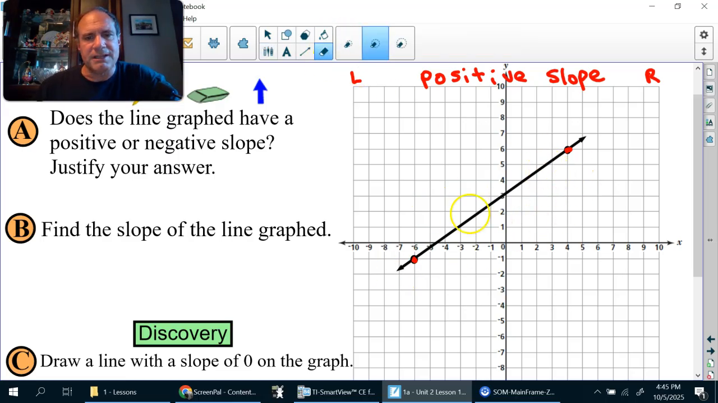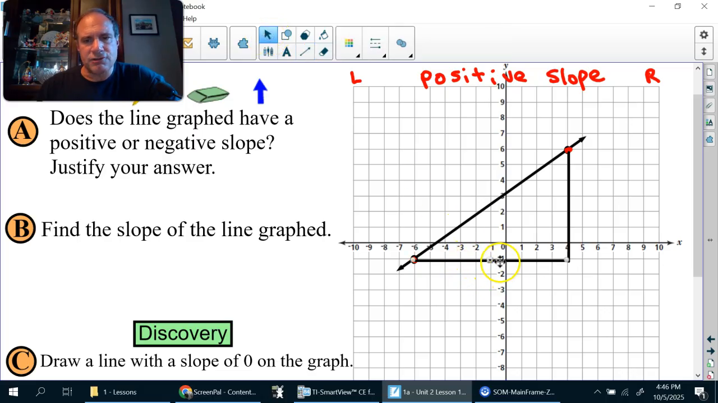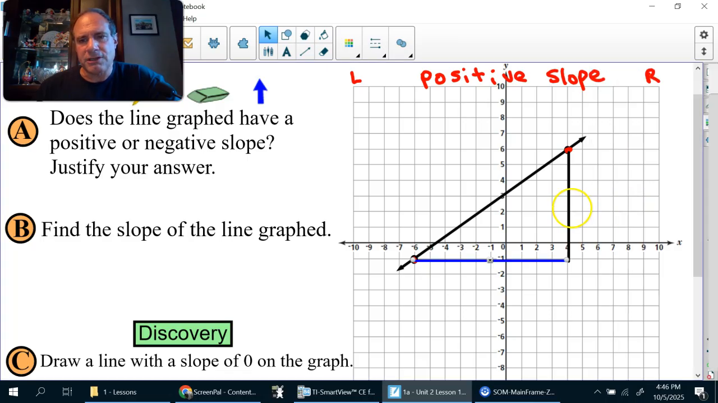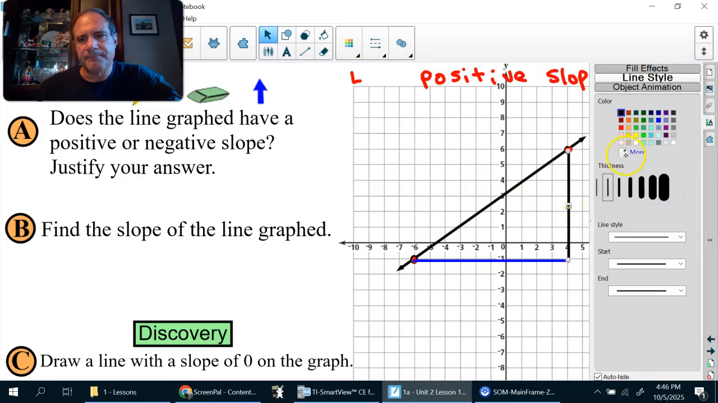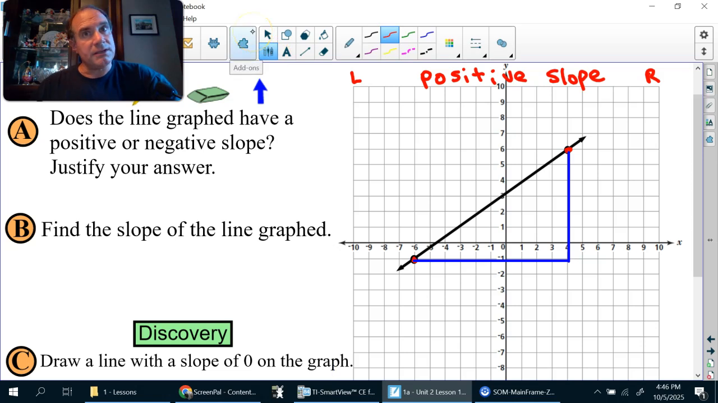You use the 2 points that they give you, and you draw a triangle. So we're going to go from this point all the way over to this point right here. Stop right there. And then we're going to go up to that point. You notice that we made a triangle, and now we are going to count. And let me just change this to blue because it looks better. So now we're going to count actually what the run is and what the rise is.